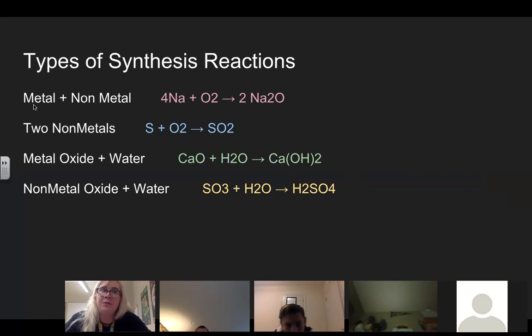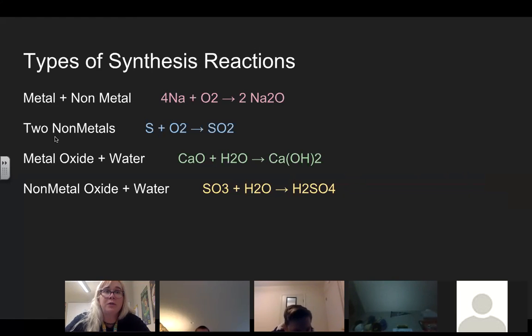First type we can have is a metal plus a non-metal. Sodium is a metal. Oxygen is a non-metal. In this case, when we combine them together, they do form sodium oxide.